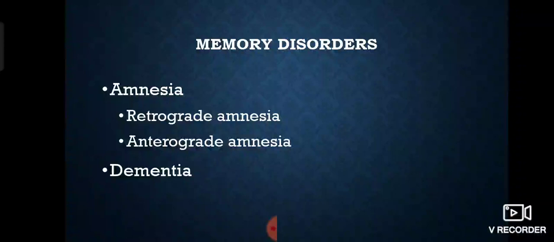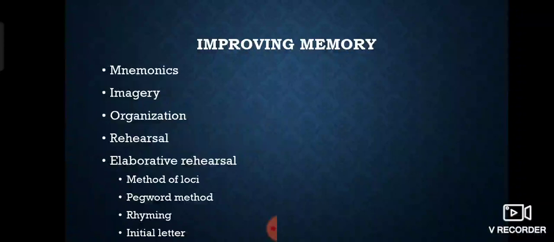Now, if we have problems when it comes to forgetting, let's talk about ways in improving our memory. We have here mnemonics, imagery, organization, rehearsal, and elaborative rehearsal. Mnemonics, I think you're very familiar with this already. Of course, it refers to a strategy that is used to improve our memory, thereby minimizing forgetting.